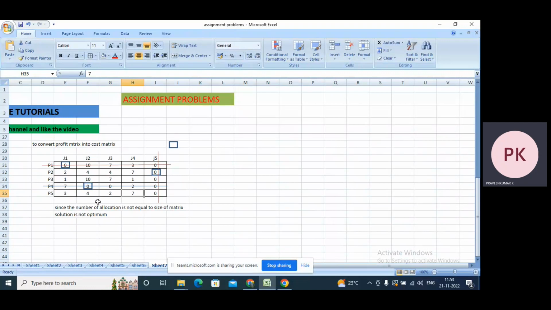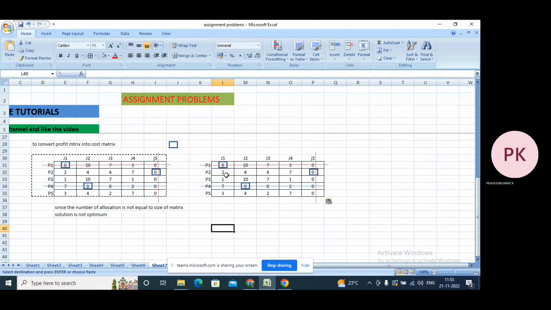See, in this case, the element 1 is not cancelled. So I'll select this element and I'll subtract it from the other elements. Let us take my new cost matrix. This is my new cost matrix. I'll write my new cost matrix.